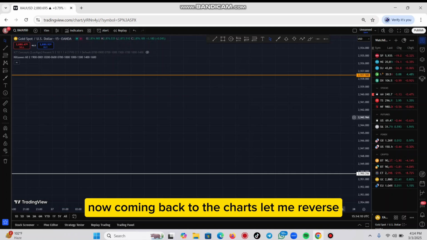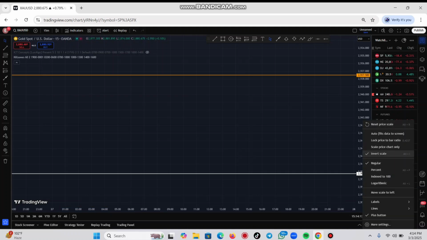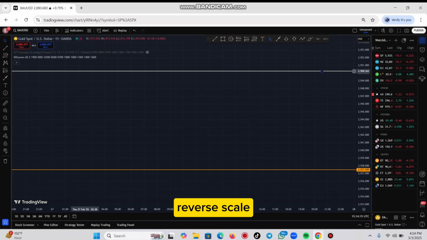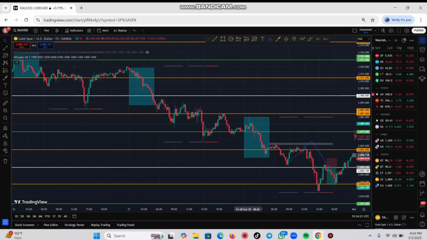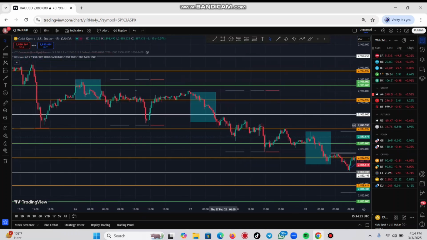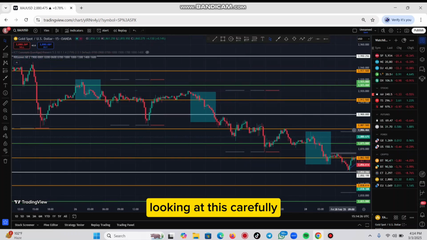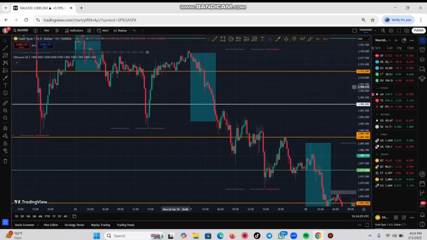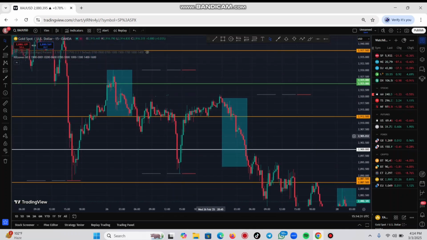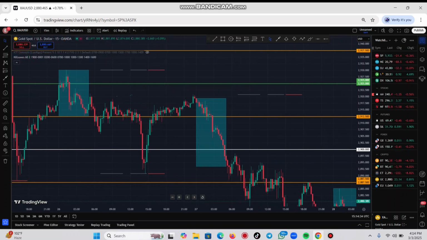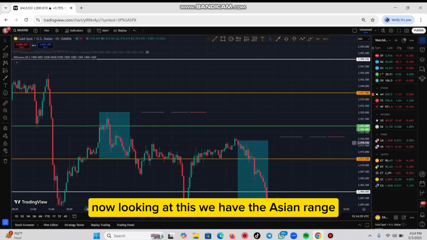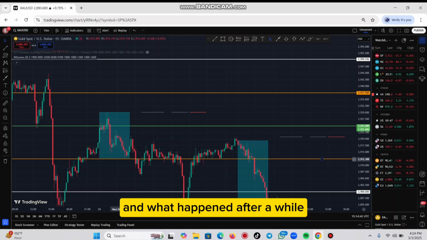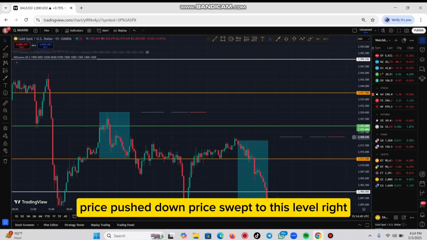Now coming back to the chart, let me invert scale. Now looking at this carefully, guys, let's start from here. From here, let's take this as an FX example, right? Now looking at this, we have the Asian range, and what happened after a while? Price pushed down. Price swept this level, right?